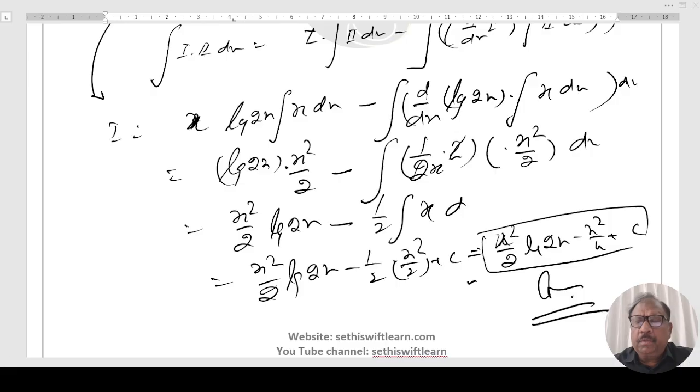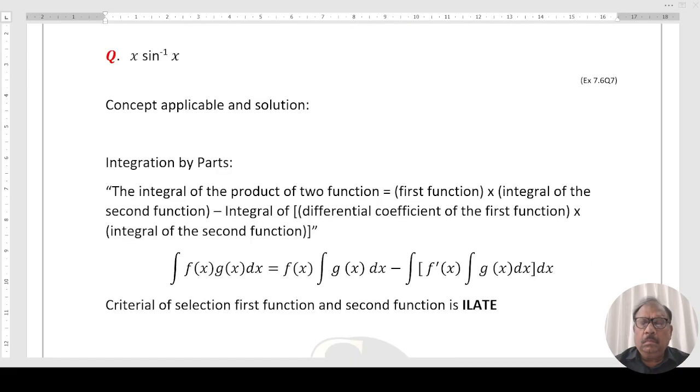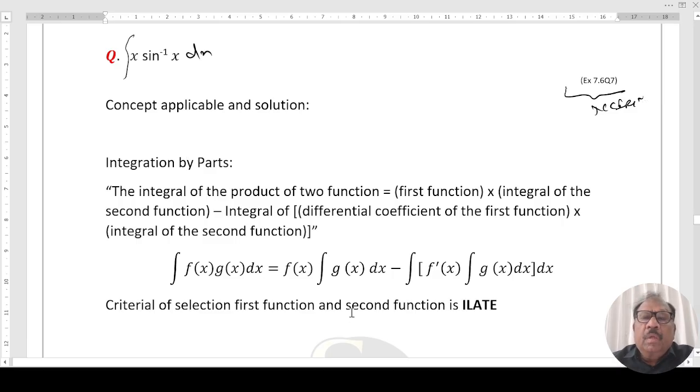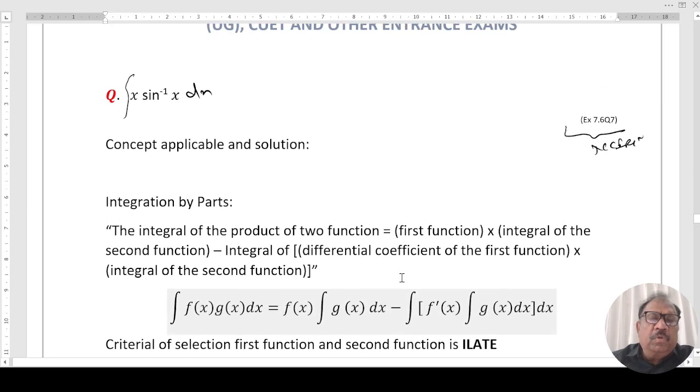Next question. Question is integrate x into sine inverse x. Question is taken from exercise 7.6 NCERT. Concept applicable in solution. Question based on by parts.